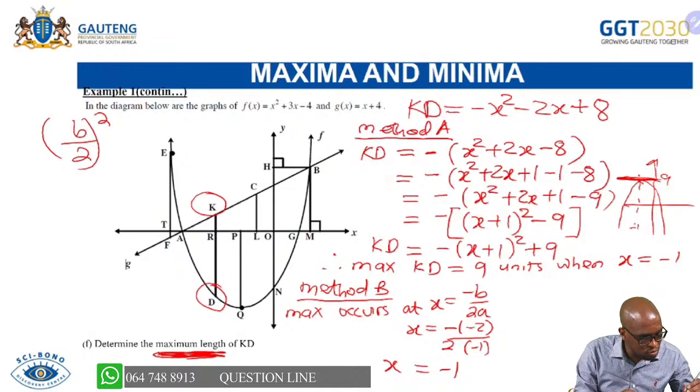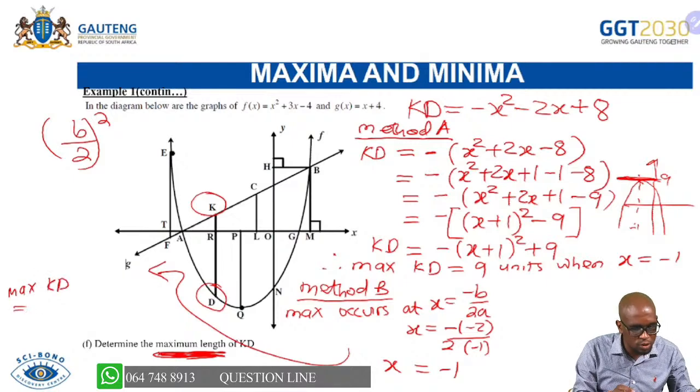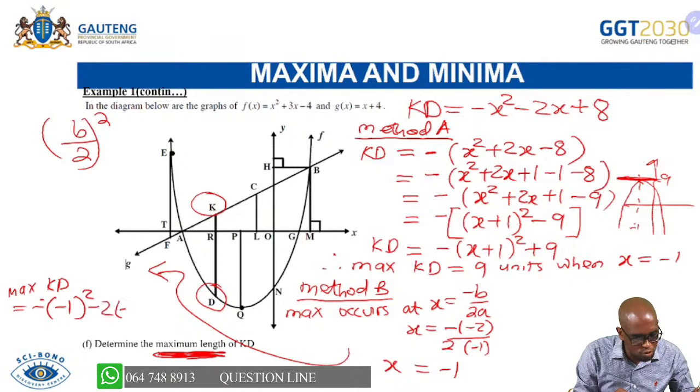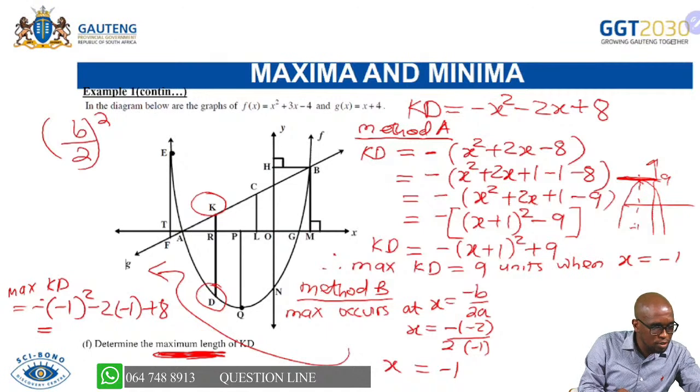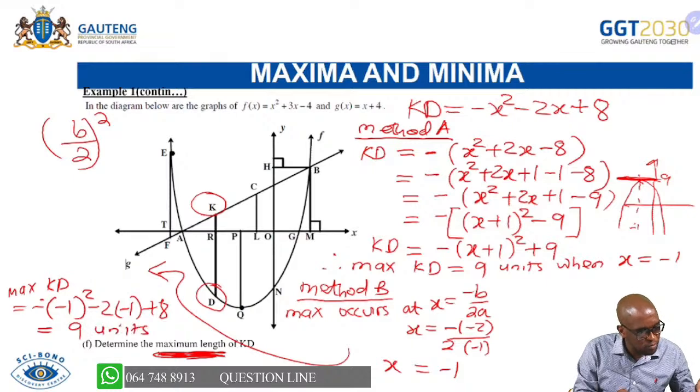In order to get the max KD, what we're going to do is substitute into the original equation, we substitute minus 1. So this would be minus into minus 1 squared minus 2 into minus 1 plus 8. Now, in doing so, we're going to find that this is equal to 9 units. So max KD is equal to 9 units.